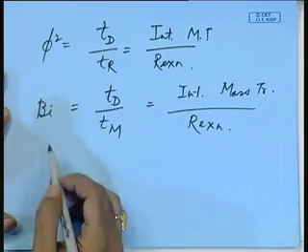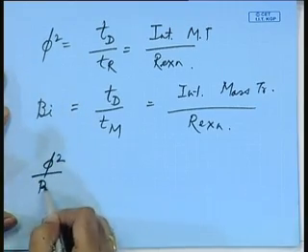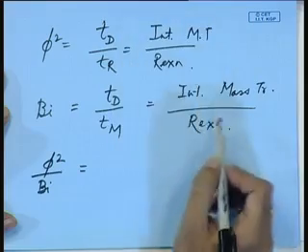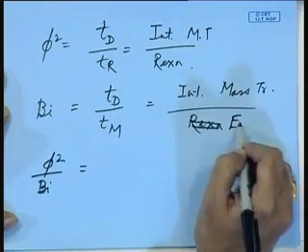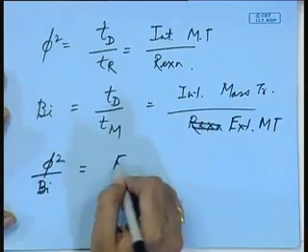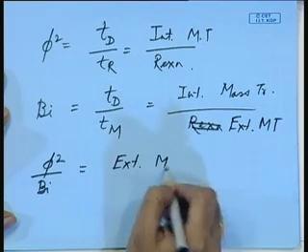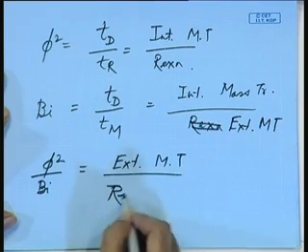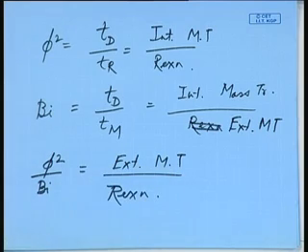So, phi square over Biot number would give you the ratio of, it is not reaction, this is external mass transfer over reaction. Clear? Is that clear to everybody?